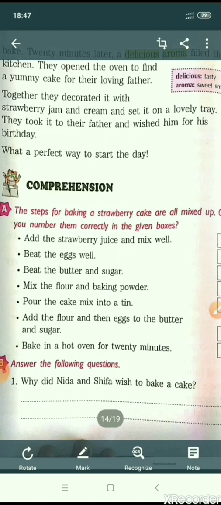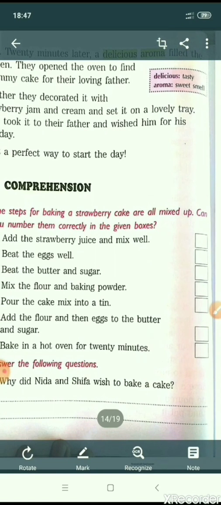Now let's arrange it in proper sequence, in correct order. And we'll put the numbers in the box given. So first one is beat the eggs well. We will put 1 in the box given for this, beat the eggs well. Then second is mix the flour and baking powder. Number 2 is mix the flour and baking powder.